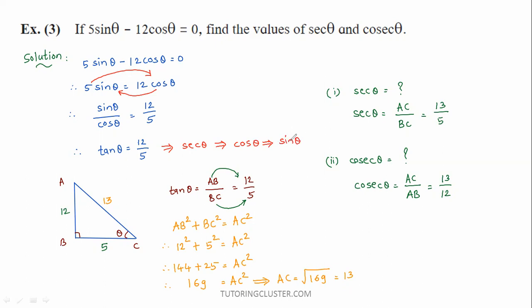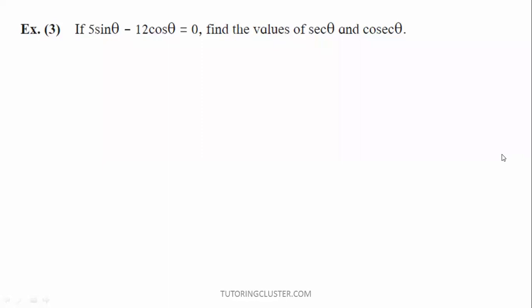So, if you know the sin theta, cosec theta can be easily calculated, as cosec theta is nothing but 1 upon sin theta. Or this is also one very good approach to solve such type of example using Pythagoras theorem. Okay, I hope this example is clear to you. Now, let us see the next example.